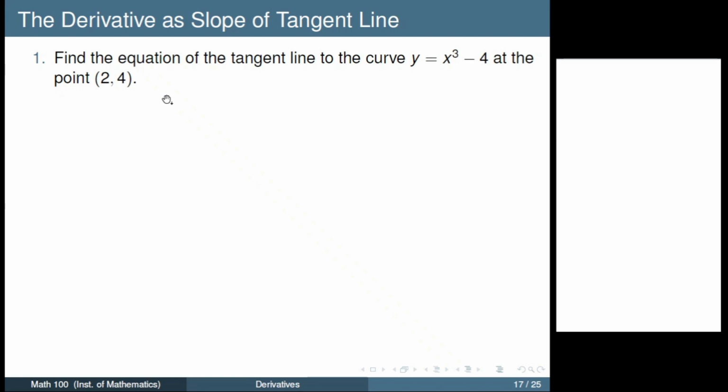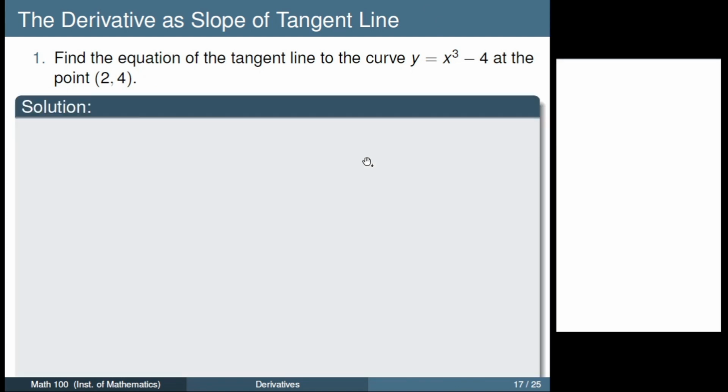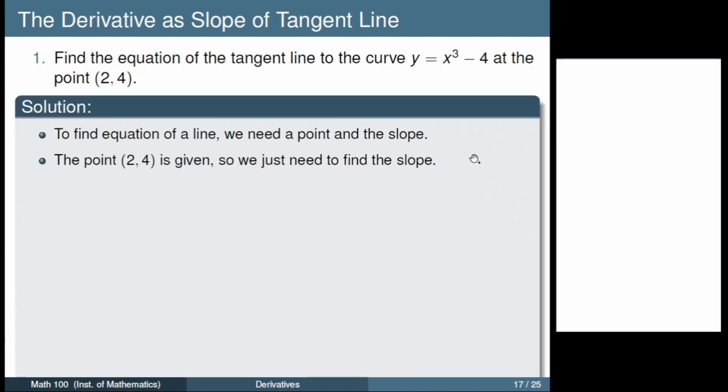Pero dito, obviously, meron na tayong point (2, 4) because the tangent line should cross the point of tangency, (2, 4). Okay? And since we're talking about derivative as slope, we can also get the slope by taking the derivative. Then nga, we need the point and the slope. So the point (2, 4) is already given to us. We just need to find the slope by getting the derivative.